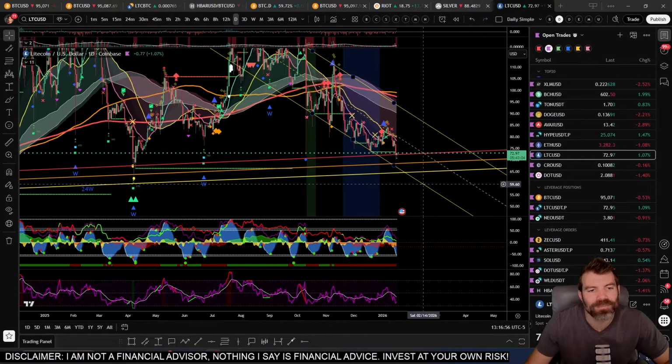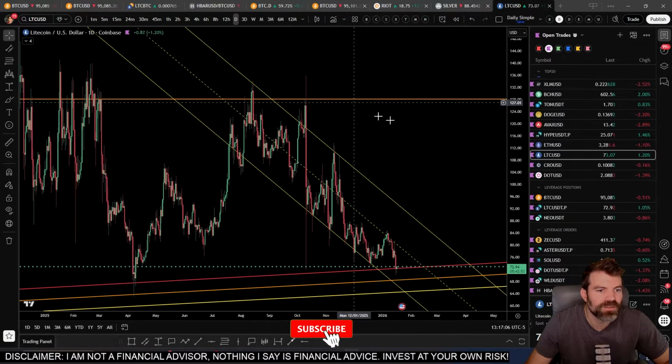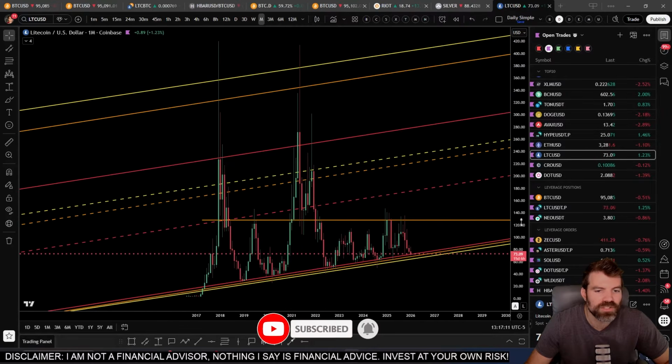Today we're going to be talking about Litecoin, and I think we have a massive opportunity here. So let's begin. All right, what do we have going on? I am first going to clean up this chart for you, and we are going to zoom out a lot. We'll go to the monthly, and you can see this is what we have for Litecoin. This chart looks very interesting.